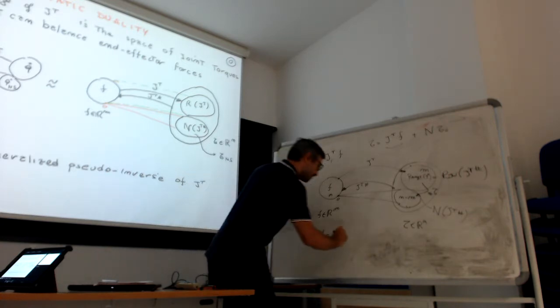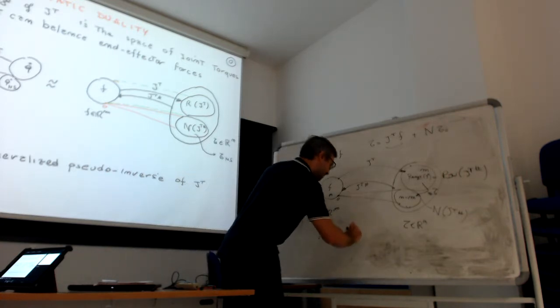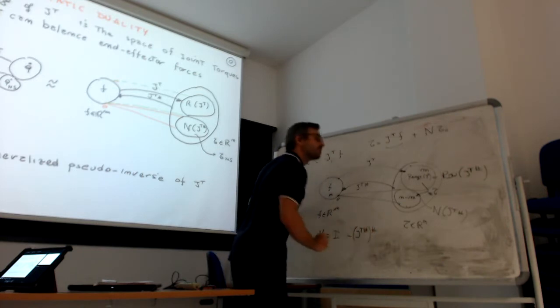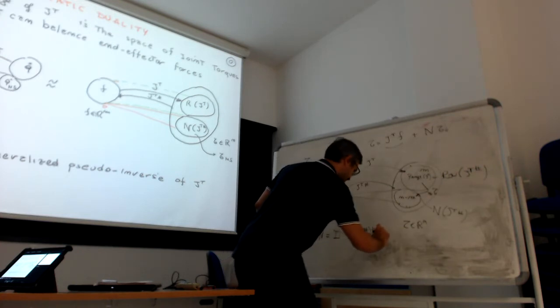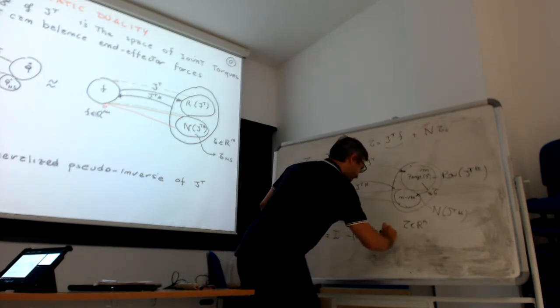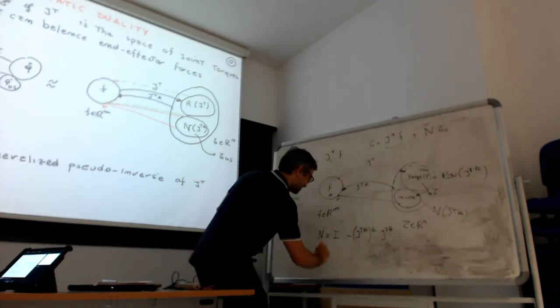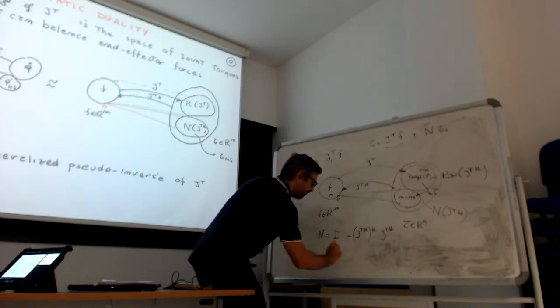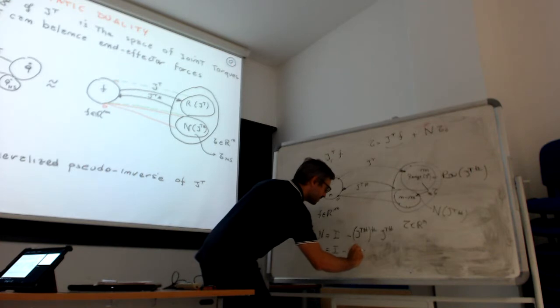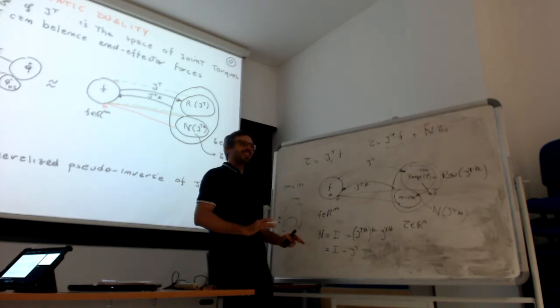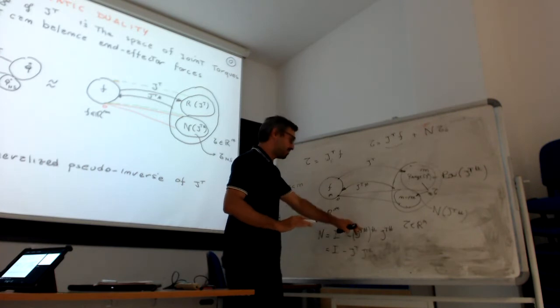Minus J transpose pseudo inverse. J transpose pseudo inverse. All pseudo inverse. Very good. That is simplified as J transpose pseudo inverse. In the literature, nobody tells you this.